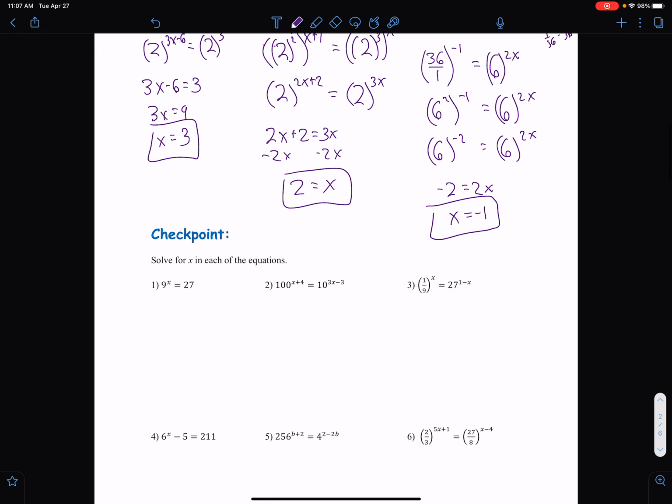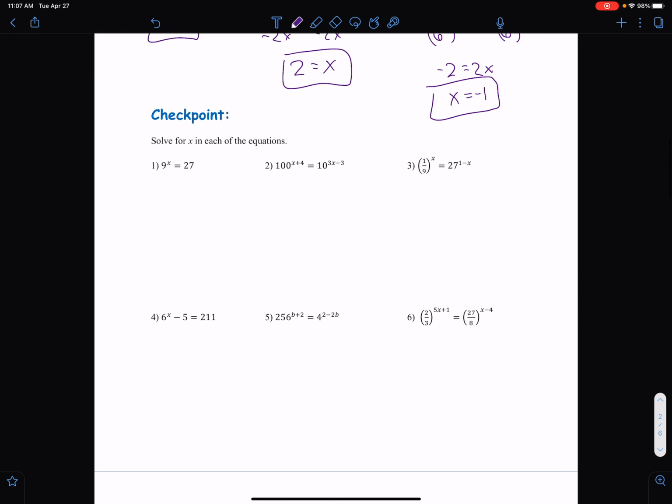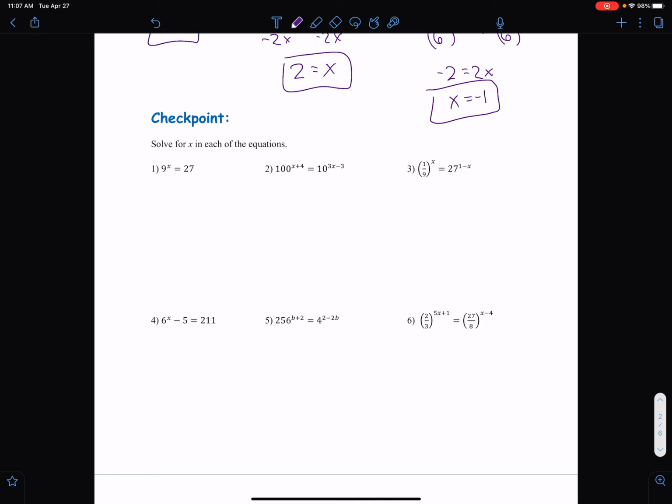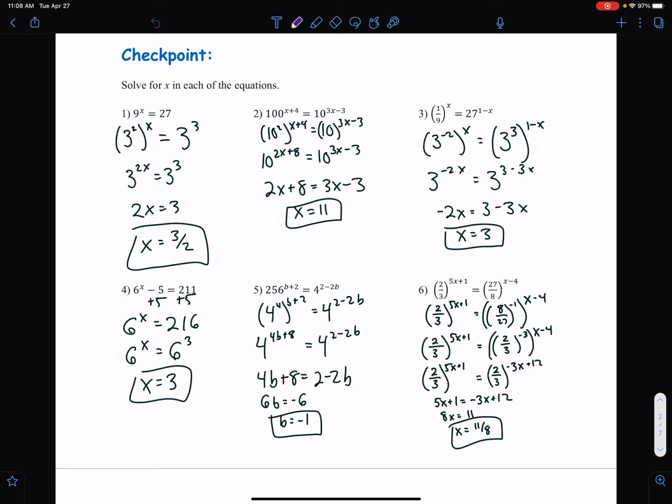So I want you guys to just pause the video and do the checkpoint 1 through 6 and play it once you're done. So there's 1 through 6. You could also check your answers if you want to for each of these. I would highly recommend it. I kind of wish I did for 1 through 6 to make sure they're all good, but they should all be correct.